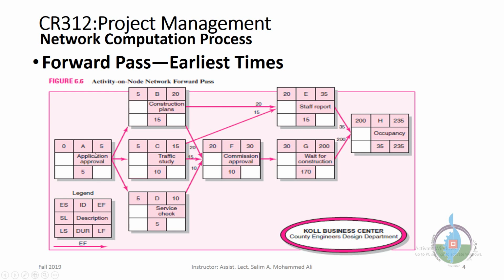Okay, for the forward pass, when there is the start activity, it always starts with value 0 because there are no earlier activities before A. So it will start by 0. This activity, say, takes 5 days. So its duration is 5. To find out the early finish, we add duration to the early start. 0 plus 5 is 5. This is the early finish.